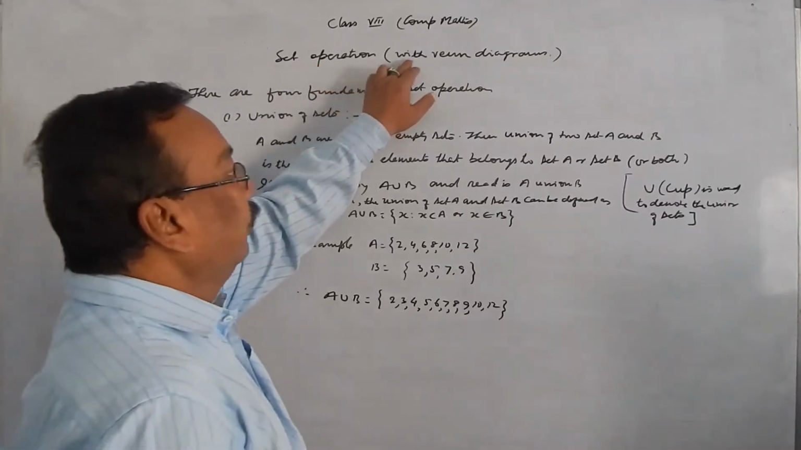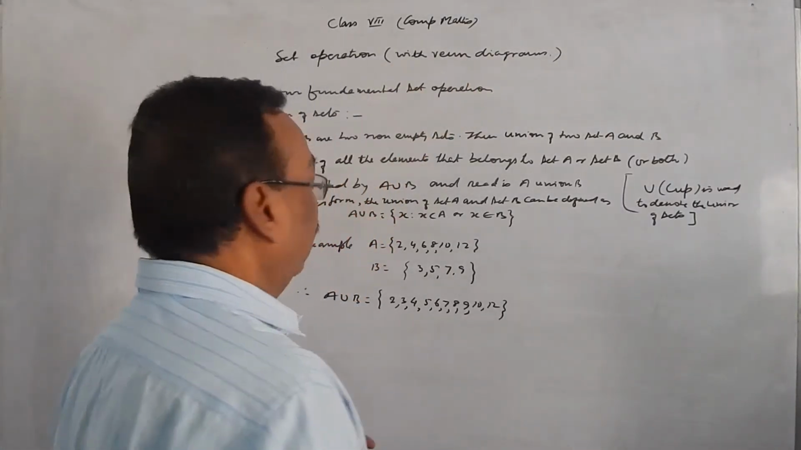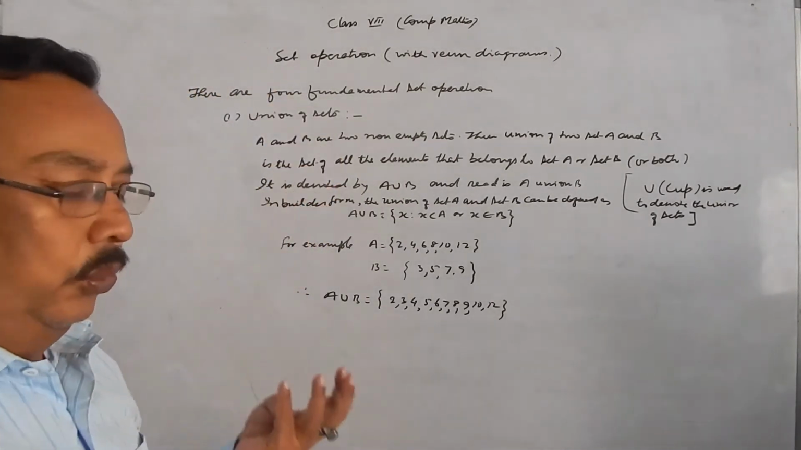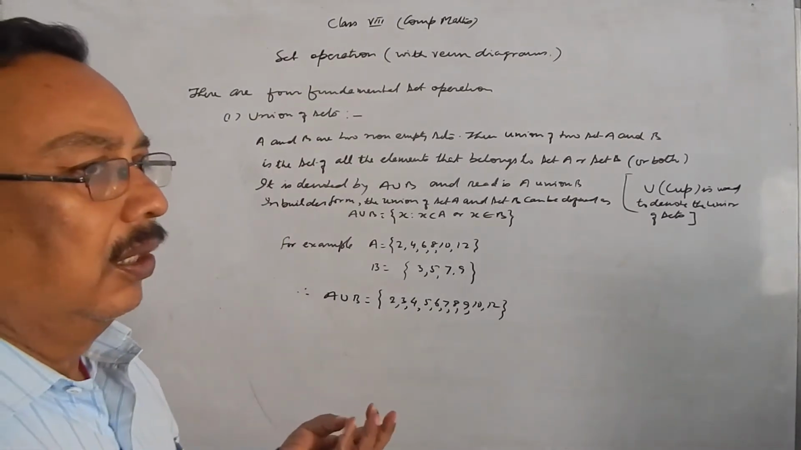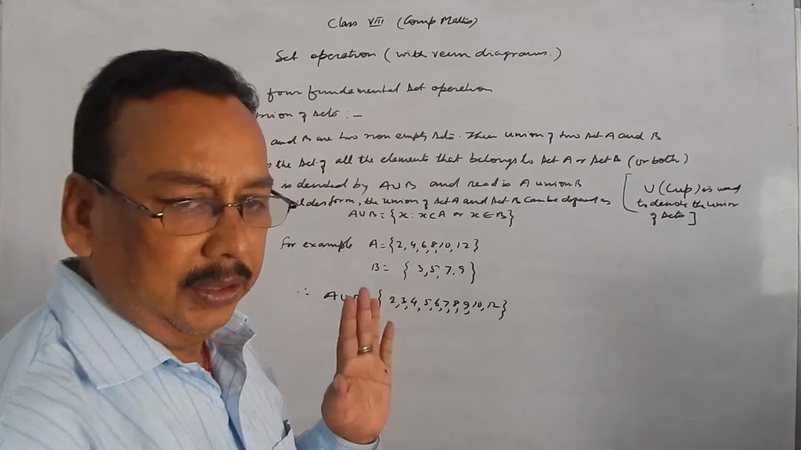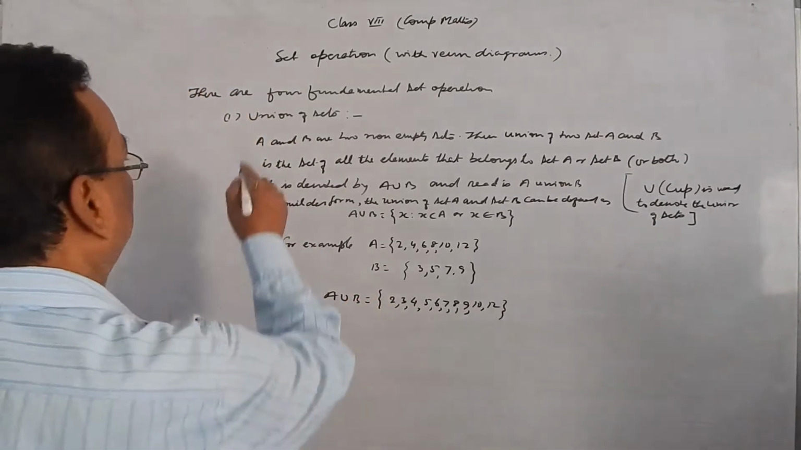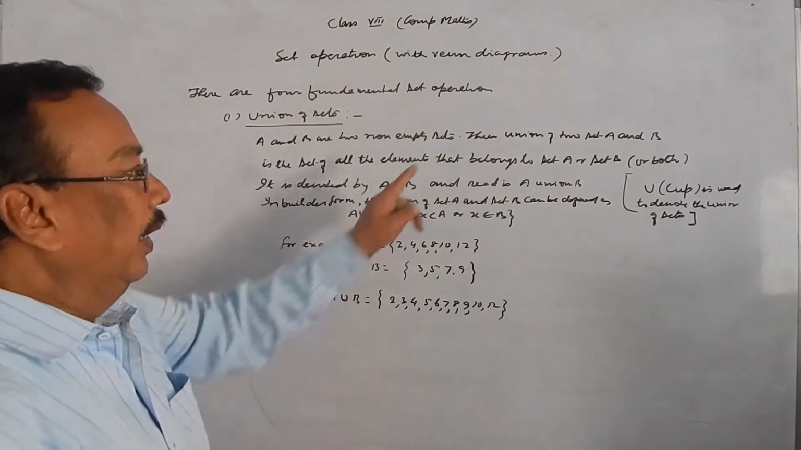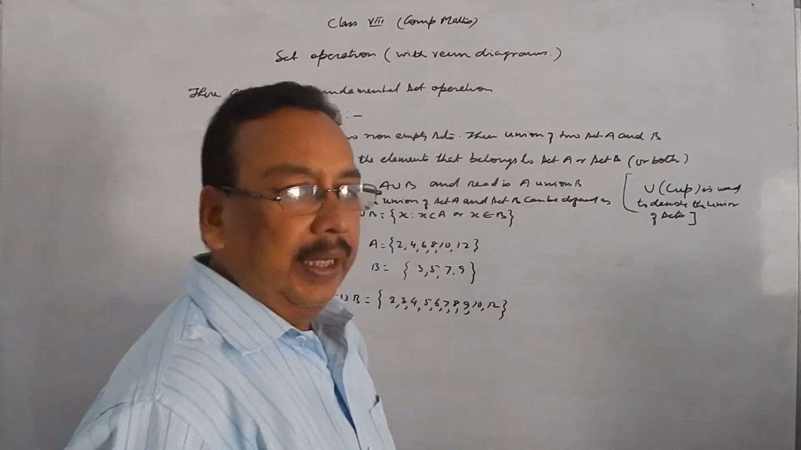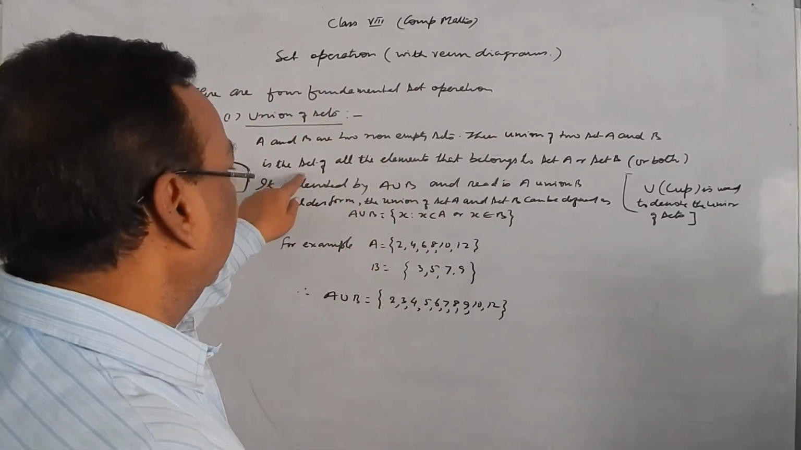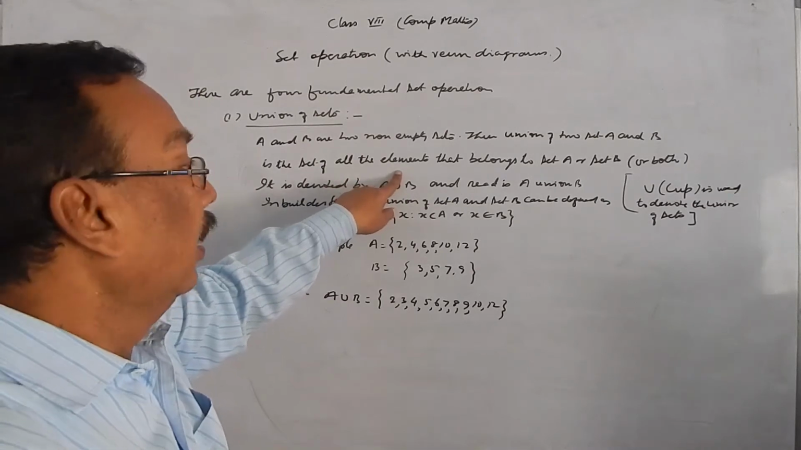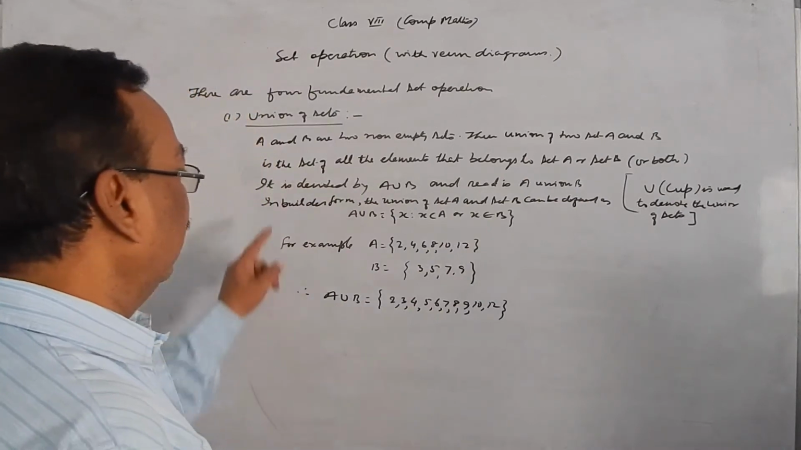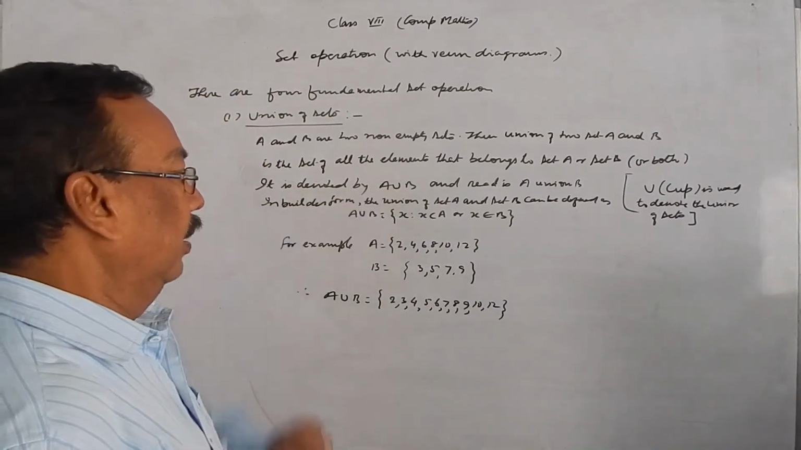Set operations with Venn diagram. We will define some set operations: union, intersection, complement, difference, etc. So here, union of sets. A and B are two non-empty sets. Then the union of the two sets A and B is the set of all elements that belong to set A or set B. It is denoted by A union B.